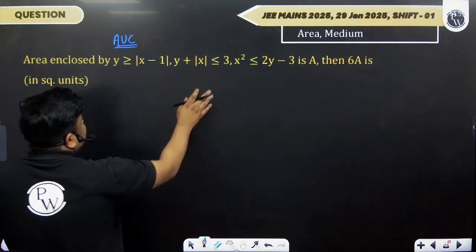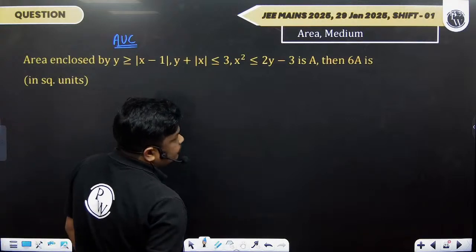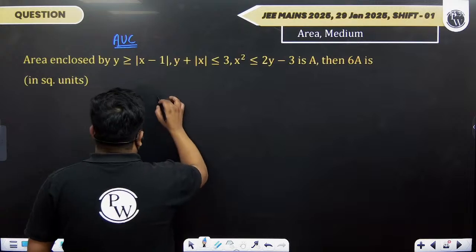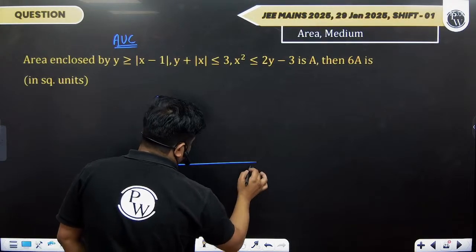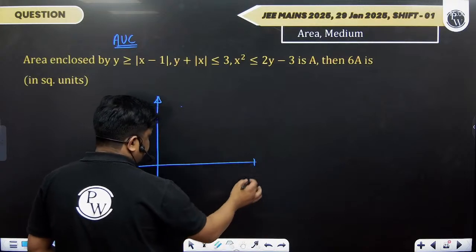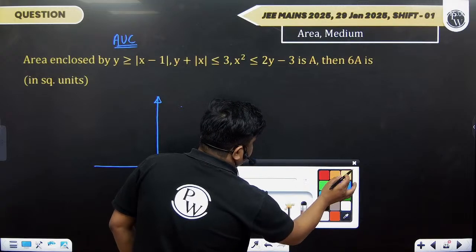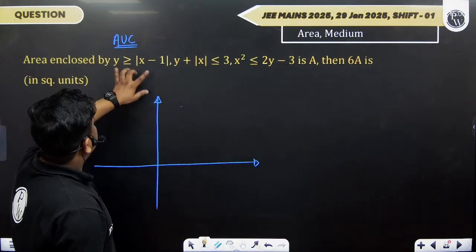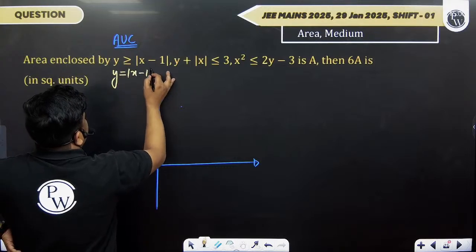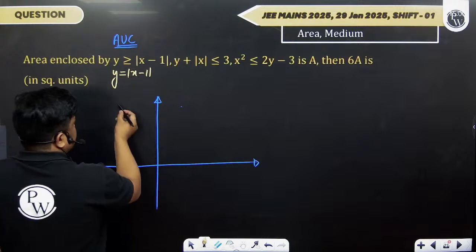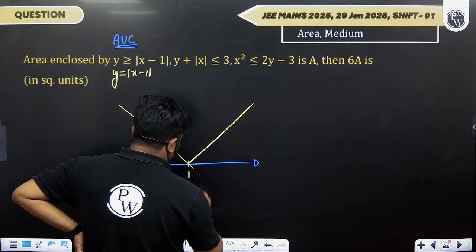Now this question is a little bit complicated from the language of the question, but if you start plotting it once, it will not seem very difficult. So let's plot it. We'll first plot the first one. We are plotting y equal to mod x minus 1. The graph will be something like this. This point will be 1.